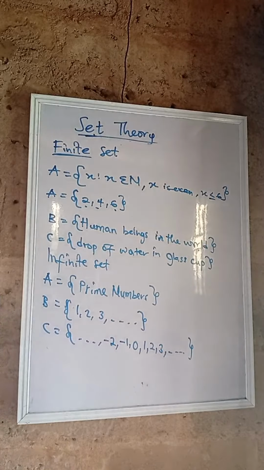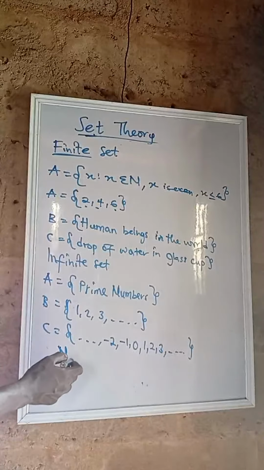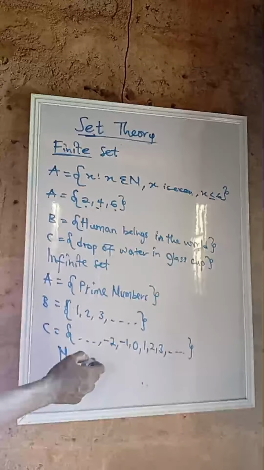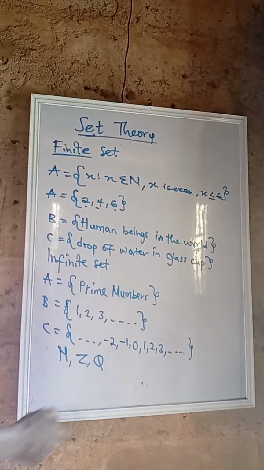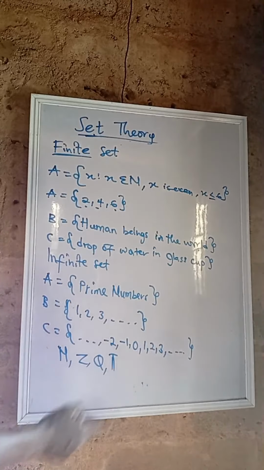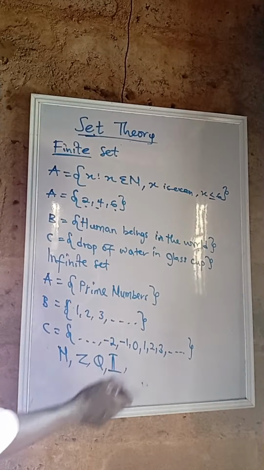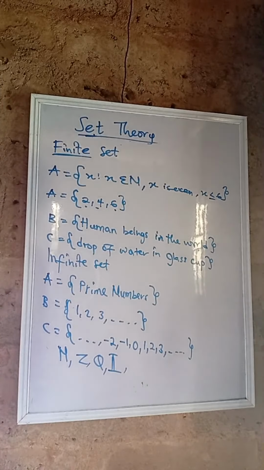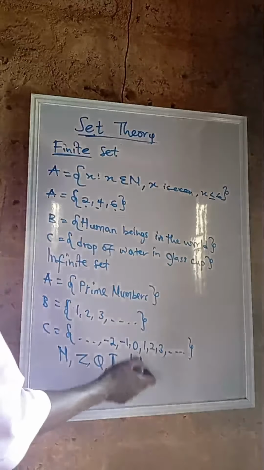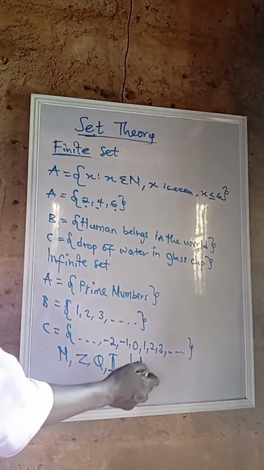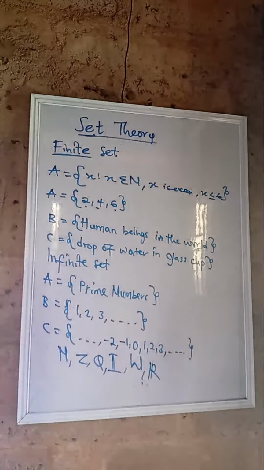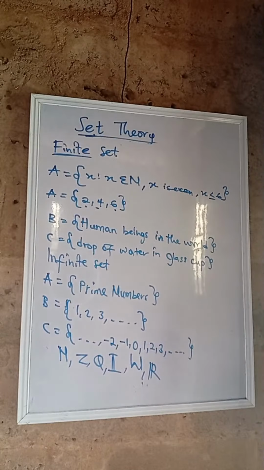So each of natural, set of integer, set of rational numbers, set of irrational numbers, set of whole numbers, set of real numbers in general, they are all infinite. They are all what? Infinite. That's what infinite sets.